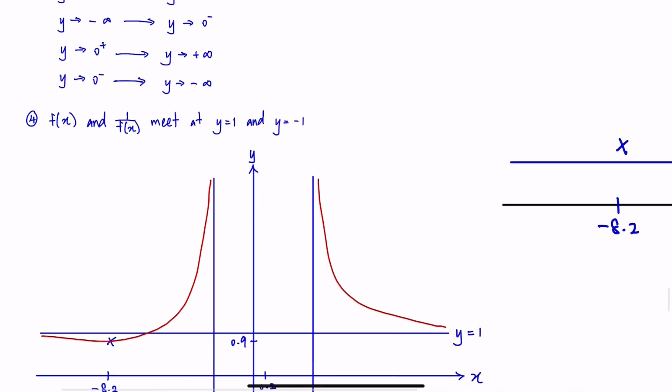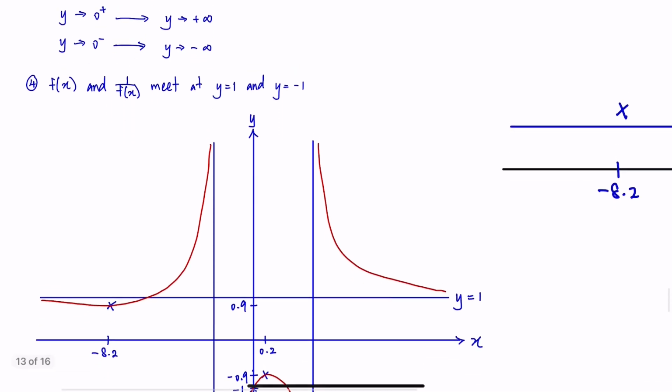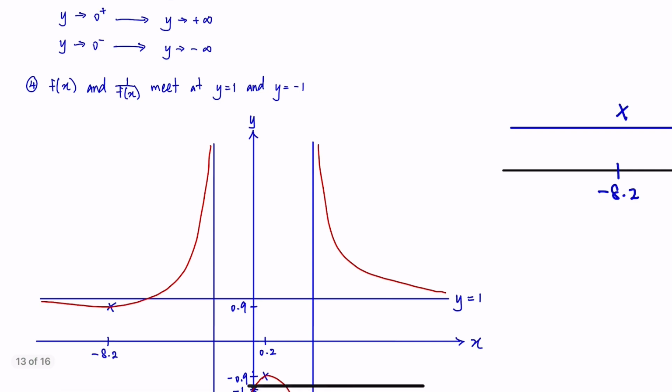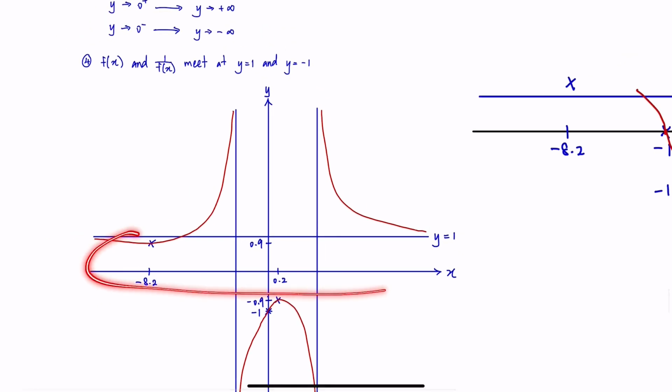And for y approaching positive 0, which is not in this graph, for y approaching positive 0, it's not in this graph, because in this graph there's nothing that is approaching y positive 0, and there's also nothing approaching negative 0.